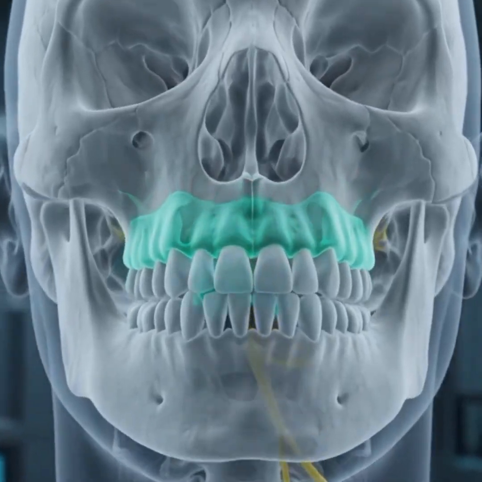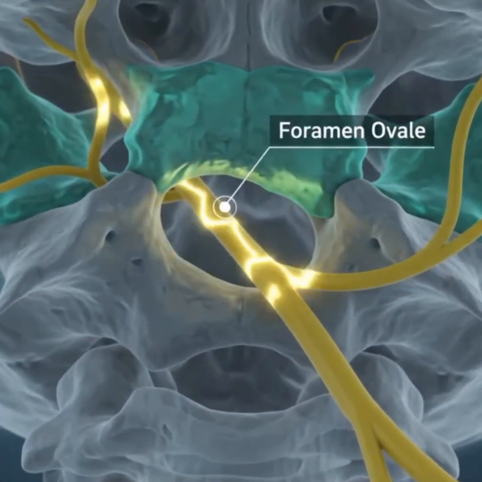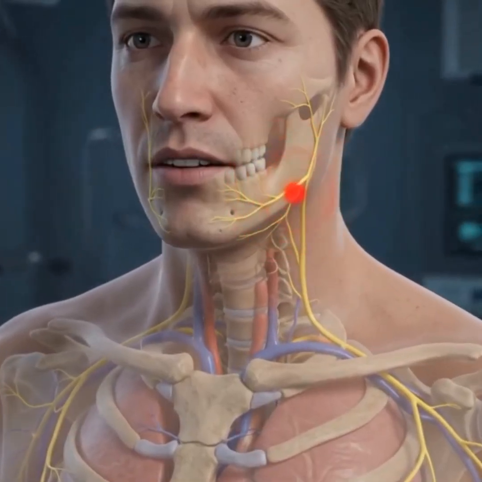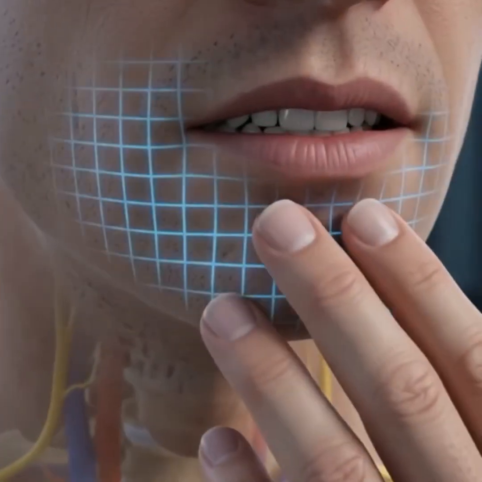The sphenoid bone features the foramen ovale. It transmits the mandibular nerve. Compression leads to jaw deviation. It also causes sensory loss.